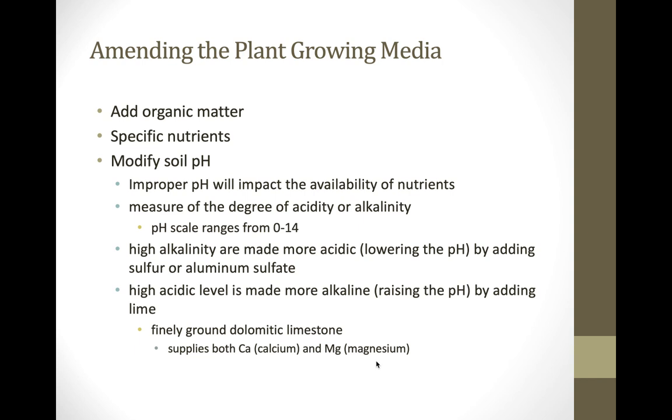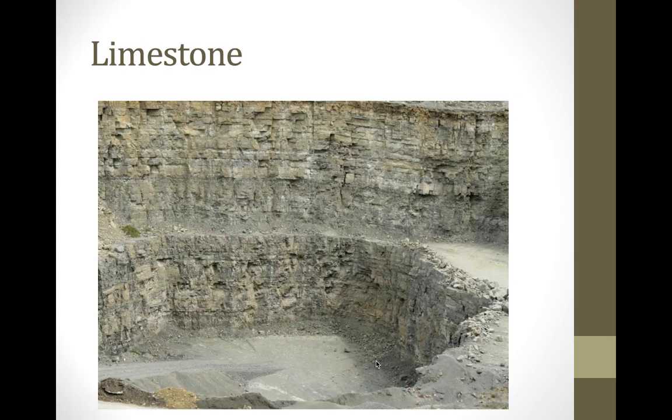You can make something more acidic by adding sulfur or aluminum sulfate. You can make something more alkaline by adding lime. And so there are ways to adjust. And anytime you adjust that soil, we are doing what's called amending it. We're putting amendments into the soil.